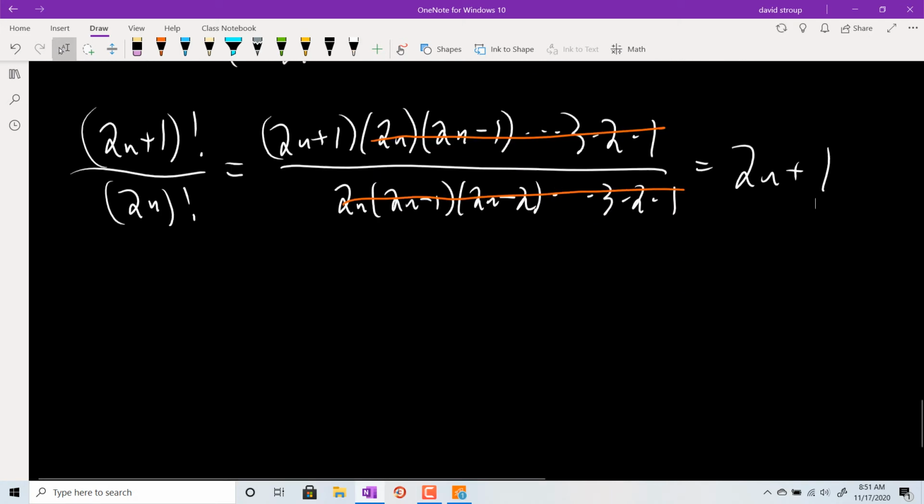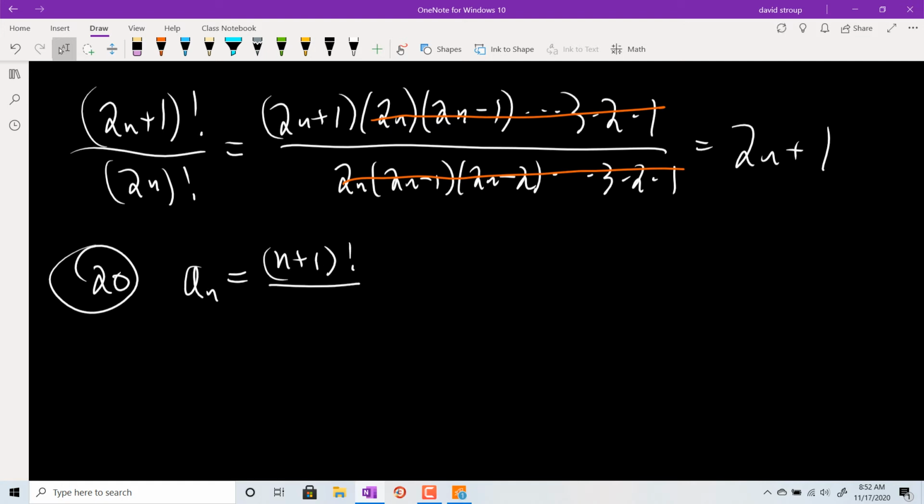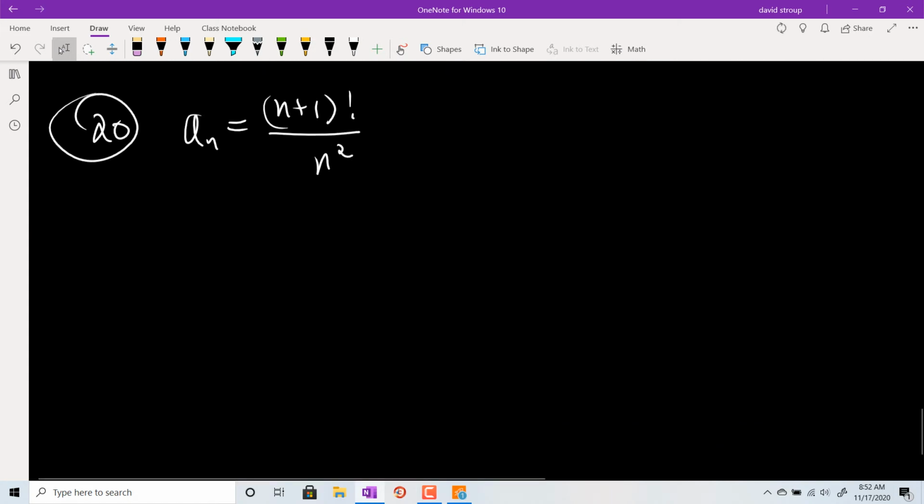Okay, so anyways, there's that. Factorials come up in sequences in general. They use them a lot. Let's look at one where we have a sequence. Number 20, a sub n equals n plus 1 factorial all over n squared. I want the first 4 terms as usual.